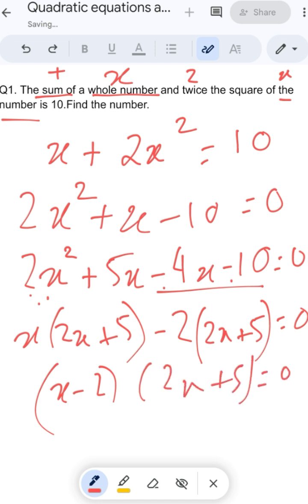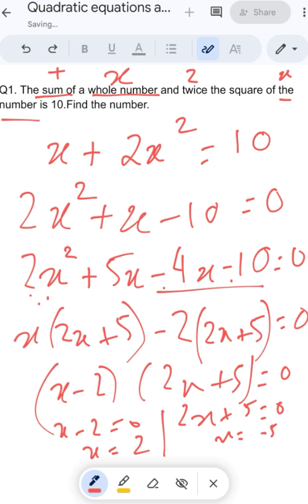So I'm going to solve both of these separately. So if I say x minus 2 is equals to 0, that means x is equals to 2. Agreed? For the second one, 2x plus 5 is equals to 0. So x is equals to minus 5 upon 2 is going to be your answer. I hope it's clear to you all. Let's move on to the second question.